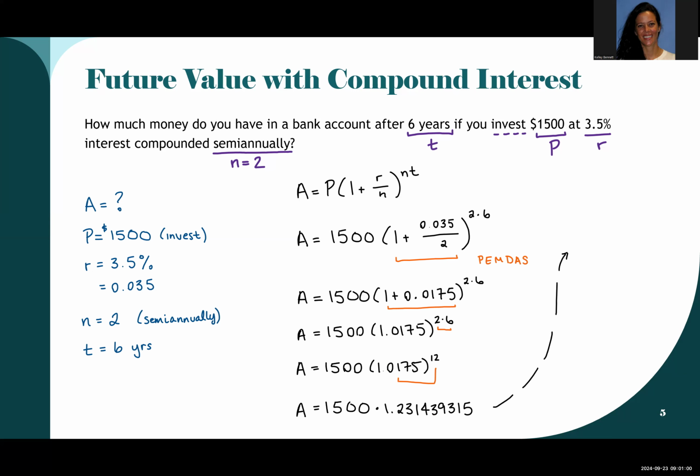If we're being asked for money, we're usually going to round to 2 decimal places. So let's find some space. I'm going to multiply those two numbers together. I get 1847.158972. And this is the account balance after 6 years. I want to round this to 2 decimal places because it's money. So I get $1,847.16. And that is compound interest.